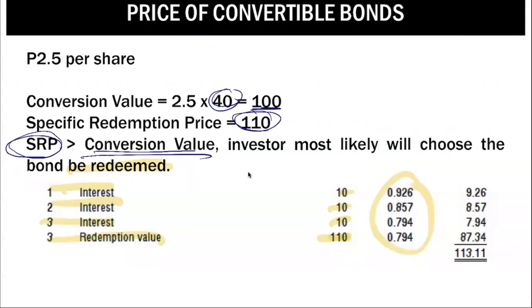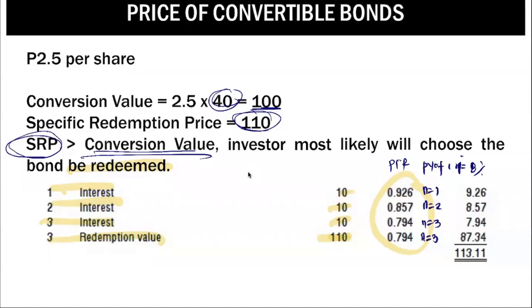Sir, how did we get this one? You get the pre-tax rate. So this is PV of 1. Here, N is equal to 1, I is equal to 8%. Here, N is equal to 1, N is equal to 2, N is equal to 3. Okay?